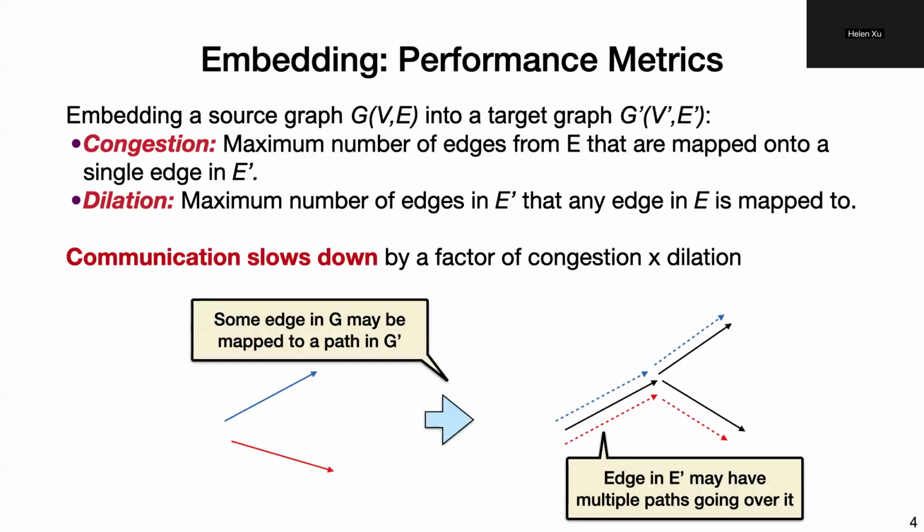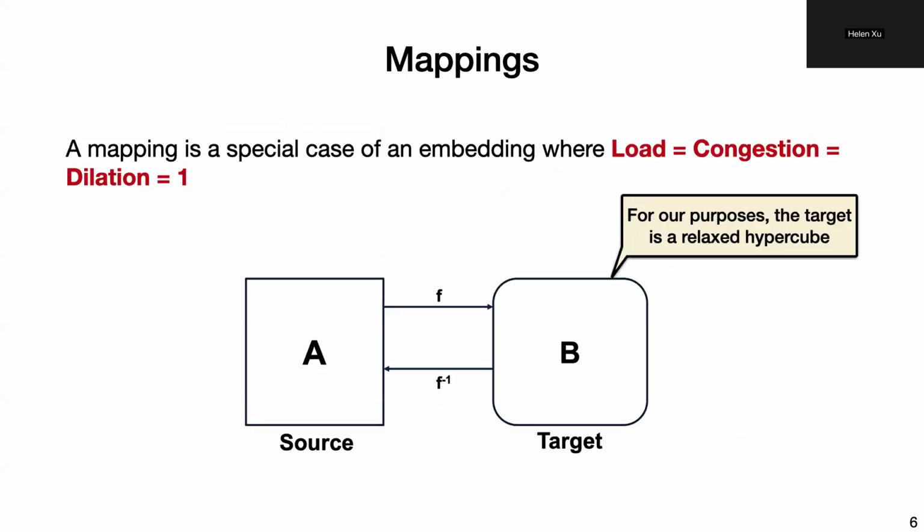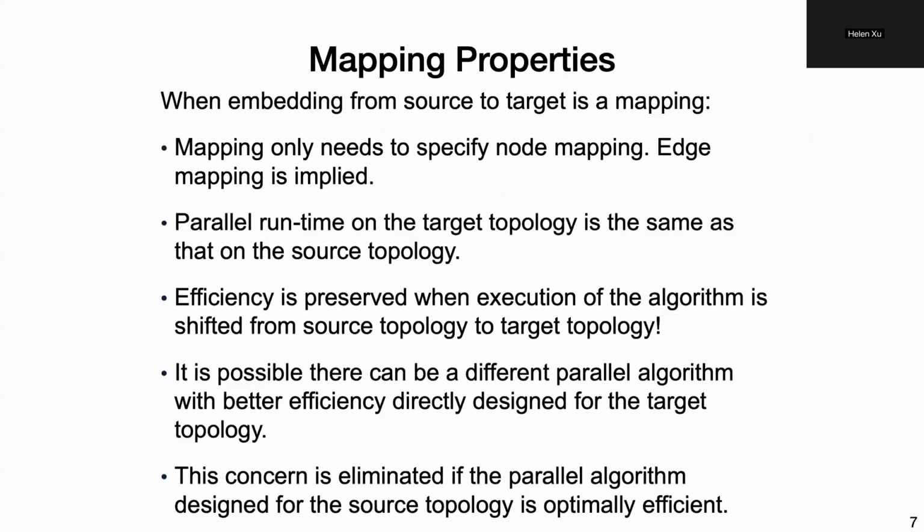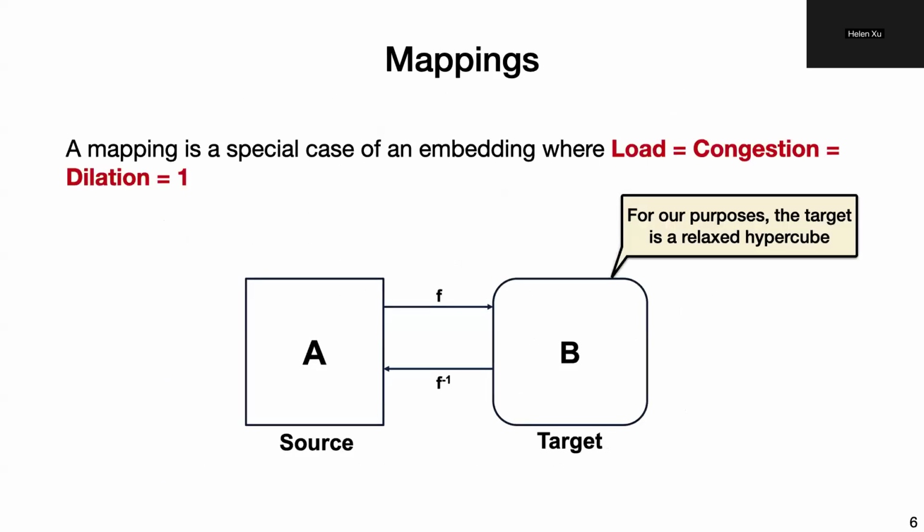So we had these performance metrics. I'm not going to go over them again because we just did that last time. And the mapping is a special case of embedding where all the performance metrics, like the ones related to nodes and edges, are all 1, which means that there's a one-to-one mapping between the nodes, and there's also a one-to-one mapping between the edges. One thing that is a bit hard to get sometimes is the direction of this mapping.